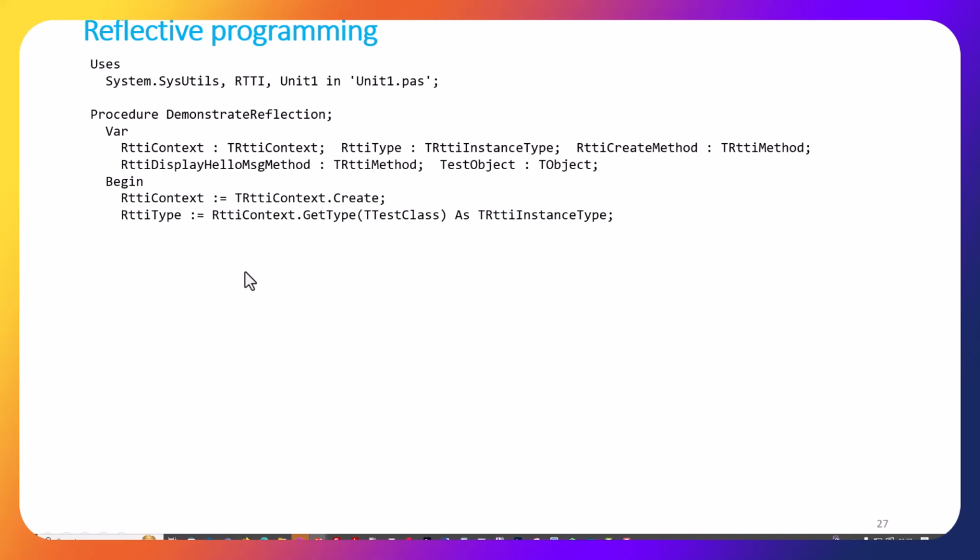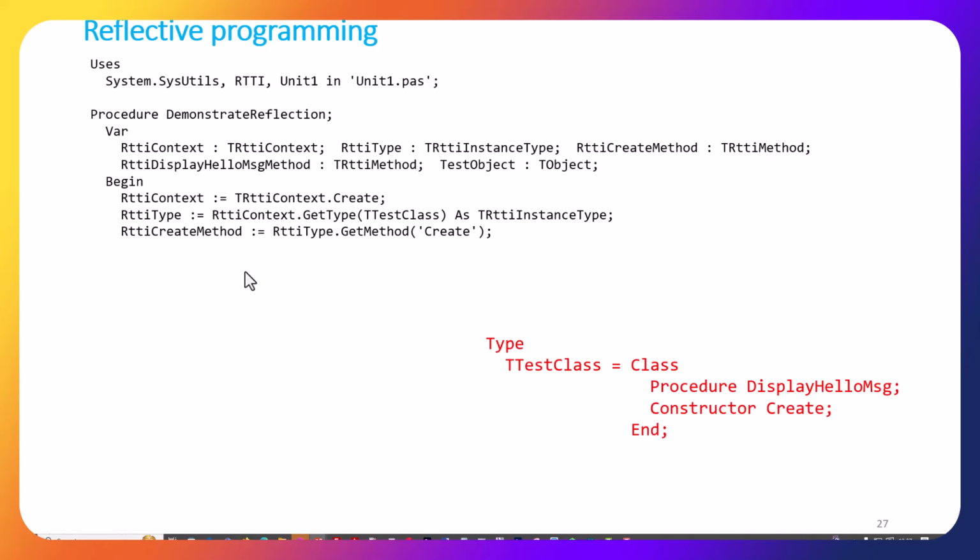Now I know there is a create method on this TTest class. If I use get methods, I wouldn't need to specify, but because I'm the author of this, I know I've got a create method. So I'm going to get that create method and assign it to RTTI create method, which is an RTTI method type.